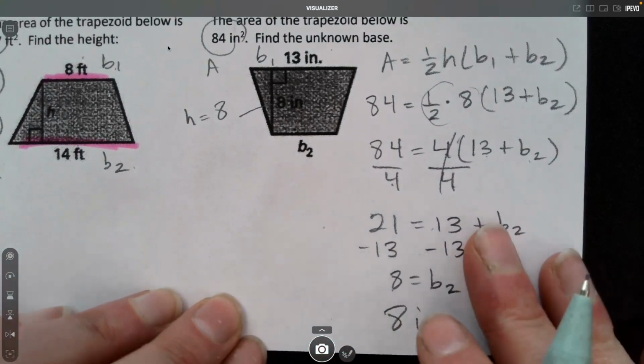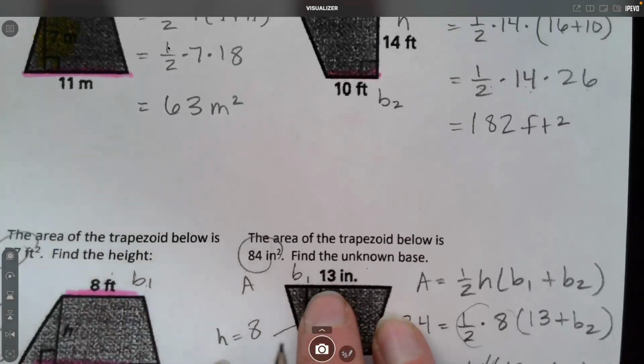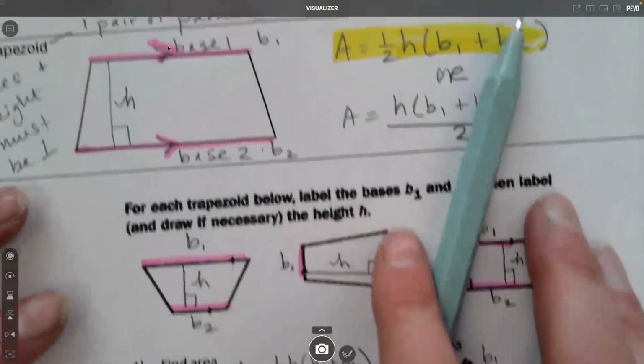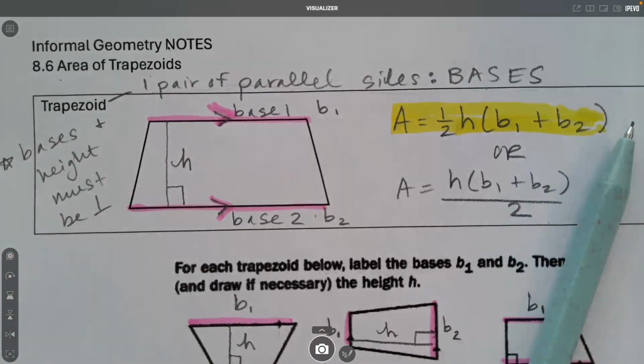So hopefully this helps you with the trapezoid formula, and this is something for you to look back on later. Make sure you ask questions in class.